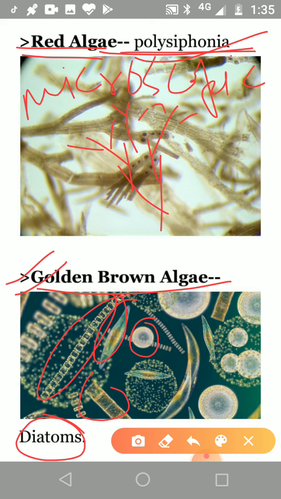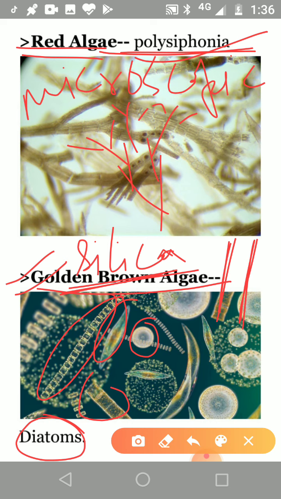Again, there is something specific about this algae. When you put light on that algae, it usually shines because of a certain element present, which is called silica, and silica has many uses. Silica is found in the cell wall of these diatoms. That means the diatom cell wall is made up of silica. So silica is present in the cell wall of diatoms, and that is why it shines. When we put light on them, they illuminate and shine because of the presence of silica.